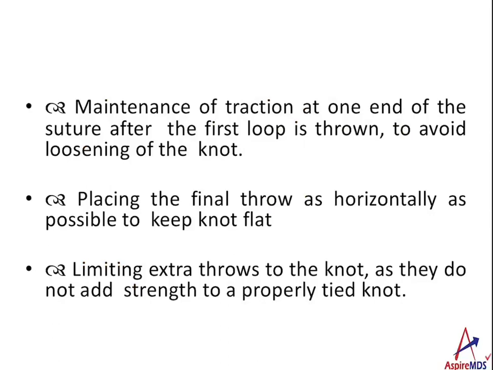The maintenance of the traction at one end of the suture after the first loop is thrown to avoid the loosening of the knot. Placing the final throw as horizontally as possible to keep the knot flat. Limiting the extra throws of the knot as they do not add strength to a properly tied knot.